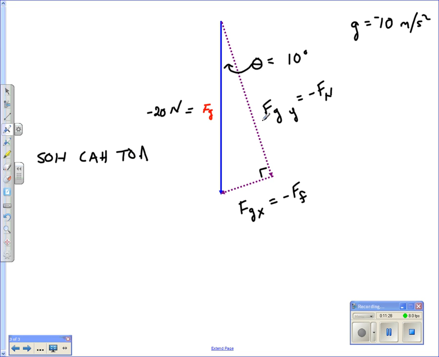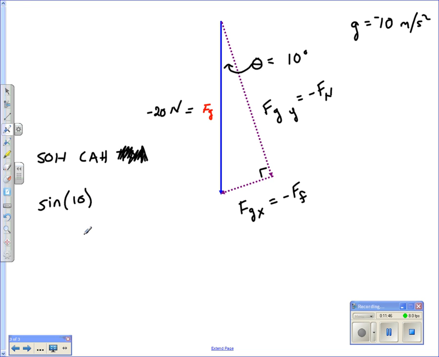Now, because we're working with the adjacent and the opposite, and we're trying to find the adjacent and the opposite, we're probably going to ignore the tangent here. We're going to focus on these two. The angle doesn't change, so we're going to go sine of 10 degrees.